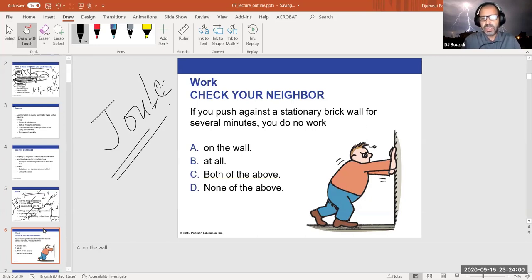If you push against a stationary brick wall for several minutes, you do no work on the wall at all, or both of the above. Of course, the wall is not moving, so there is no work on the wall. But do you do work at all? Well, in this case, probably you are, because you have to exert forces on yourself and move your muscles or something like that, or other kinds of energy transformations. Okay, not a mechanical form of energy, basically muscles. So the correct answer that we know based on the definitions that we have is just this.